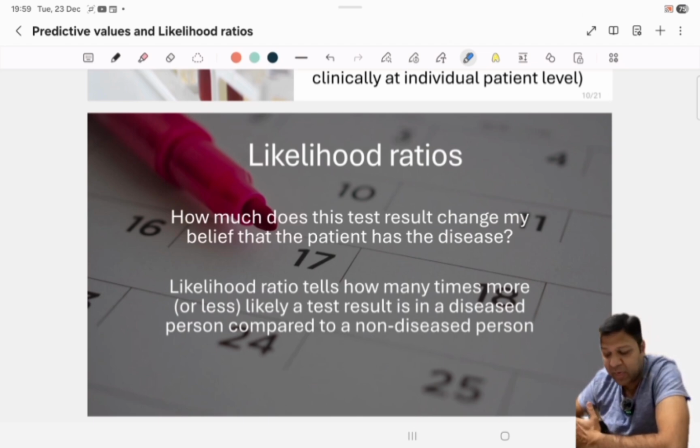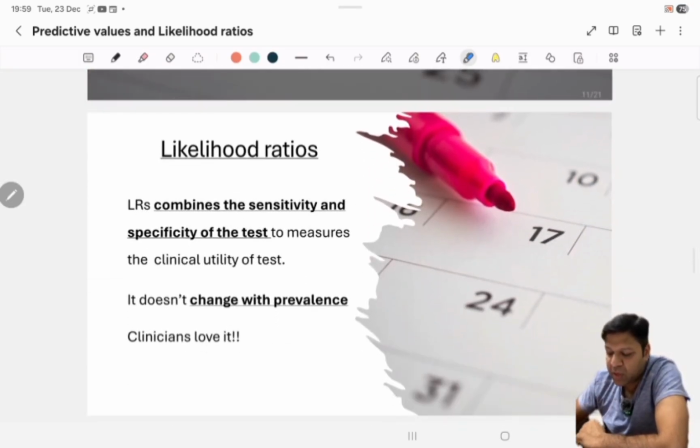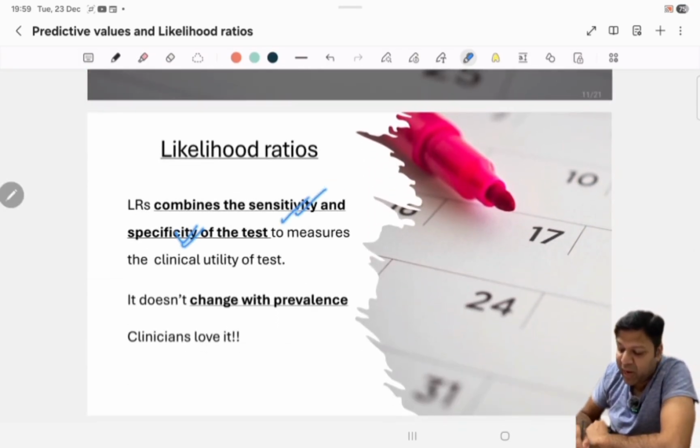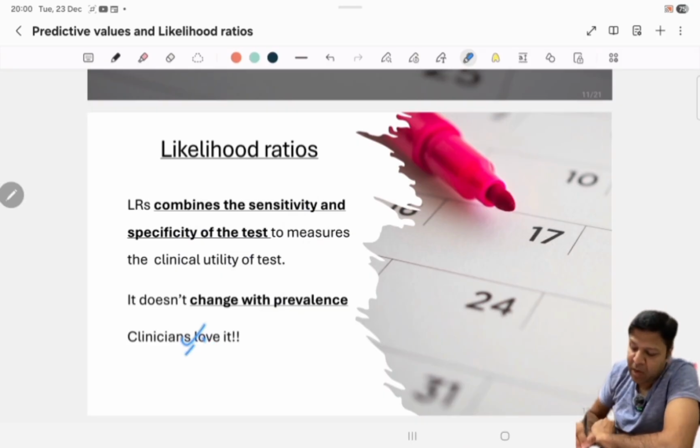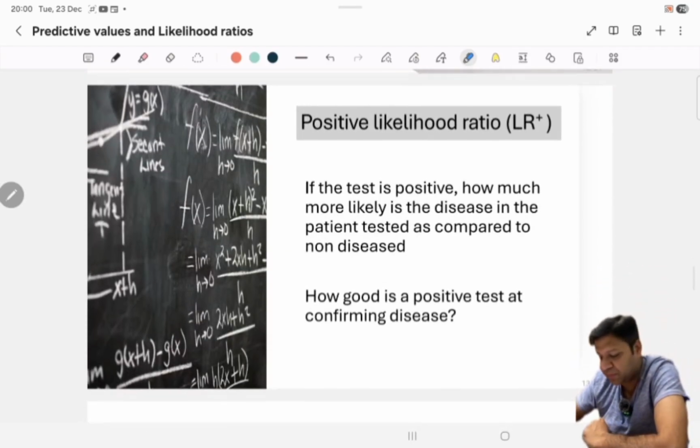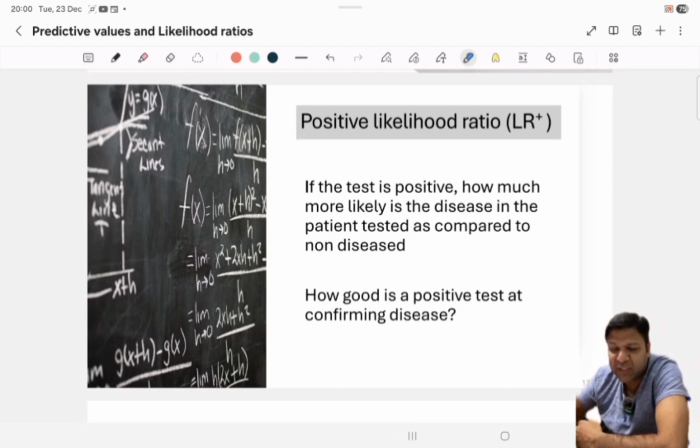That is a likelihood ratio. So they are very relevant clinically. Likelihood ratio tells us how many times more likely a test result is in a diseased person compared to a non-diseased person. So likelihood ratios combine the sensitivity and specificity of a test to measure the clinical utility of the test. It doesn't change with prevalence. What changes with prevalence? Predictive values. So clinicians love the likelihood ratios because they want to know how this particular positive test changes my belief, changes the probability of having the disease in a particular patient.